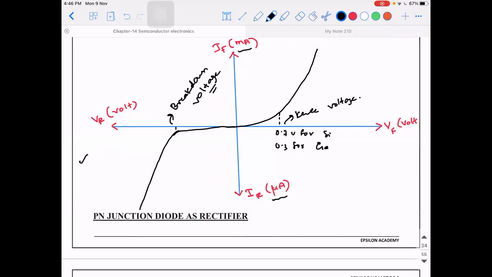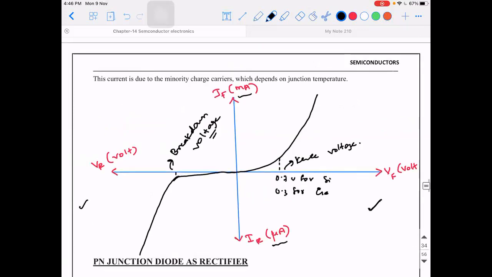Am I clear? So this is all about the forward and the reverse characteristics of a PN junction diode. Guys, let me know if there is any doubt. No. Yeah, right.